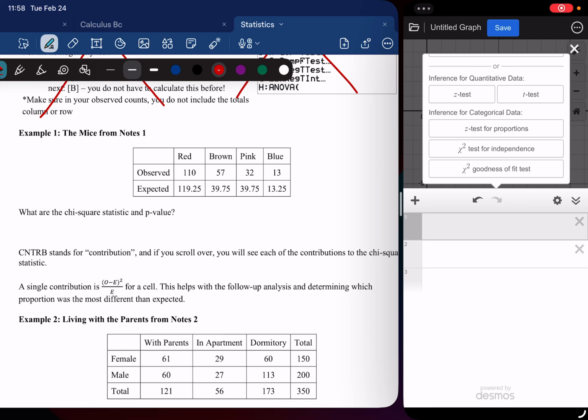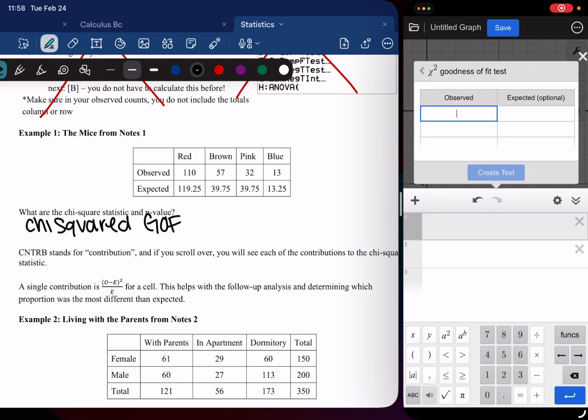Since this one gives you both observed and expected, and it's only one category, that's how I know that this is going to be chi-squared goodness of fit. So on my calculator, I'm going to go to chi-squared goodness of fit, and I'm going to type in all my observed values and the expected values from the table.